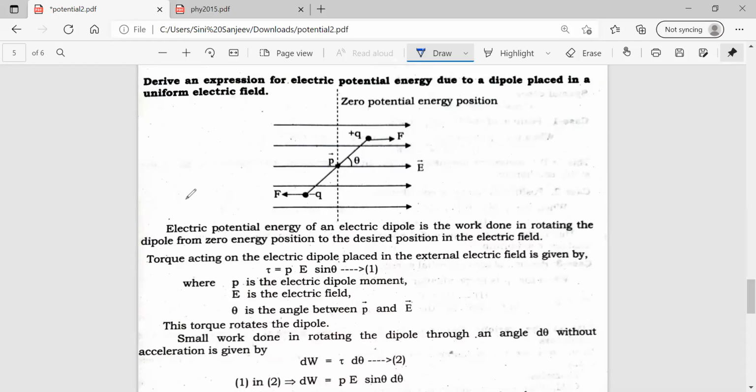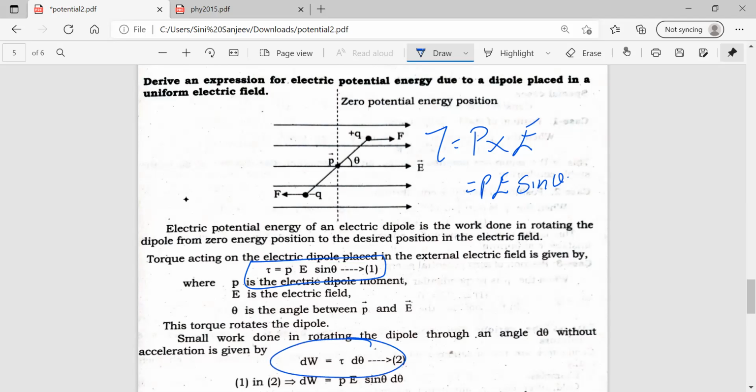Torque is a vector quantity, so torque is equal to P cross E. Cross in the sense we'll get sine theta, because for a vector, sine theta will come. Dot product is a scalar, so cos theta will come. So coming to this, torque is equal to P E sine theta. Now to move any dipole, we need work to be done.